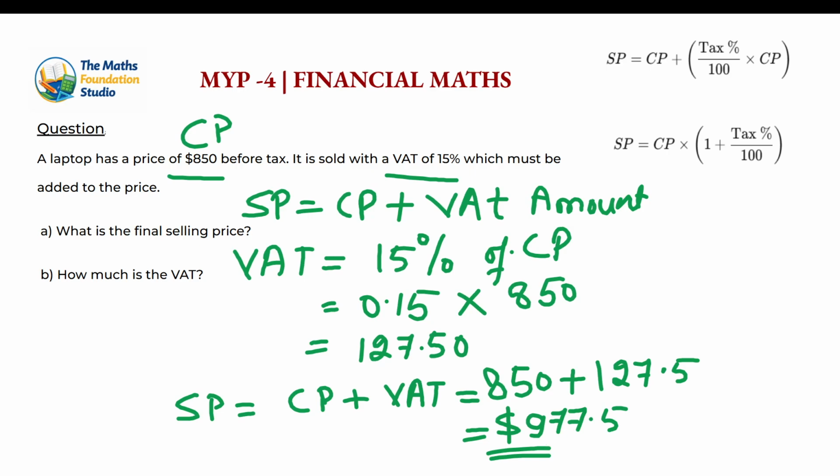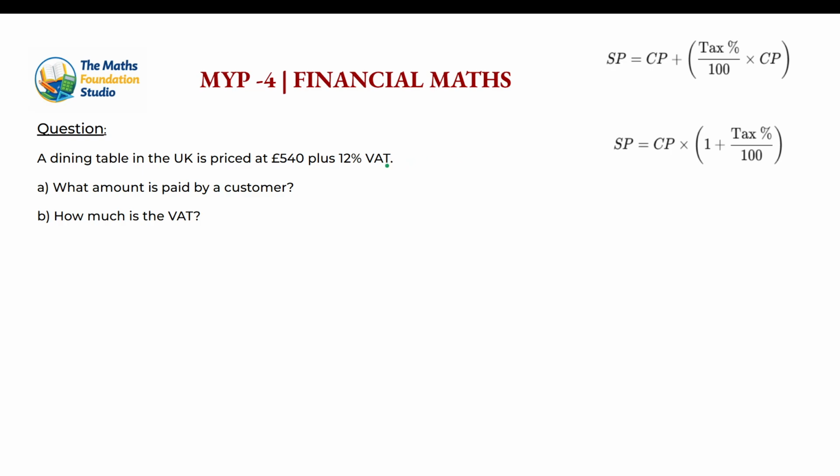Let's go to next question. A dining table in UK is priced at £540 plus 12% VAT. What amount is paid by a customer? So here the cost price is 540 and the VAT percent is 12%. So we need to find what is the VAT amount in order to find what is the selling price. So selling price here would be again cost price plus VAT amount.